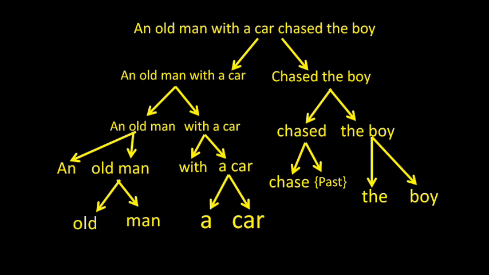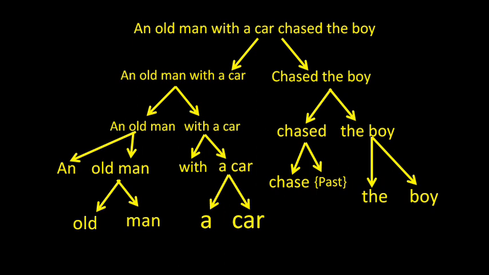Divided into two: an old man with a car, says the boy. Then further divided into twos: an old man with a car, says the boy. Then another two, an old man with a car, says, past form, the boy. Then again old man, a car. In this way the whole sentence has been divided into its immediate constituents.